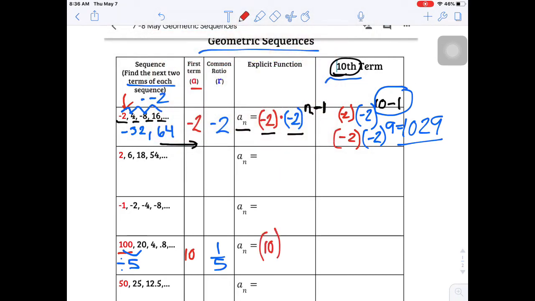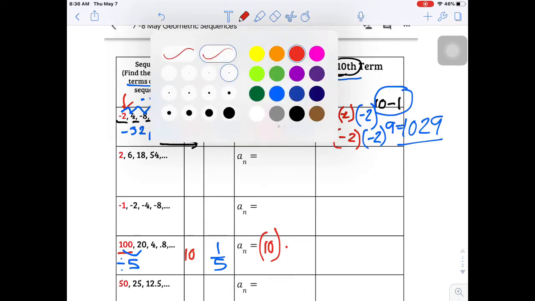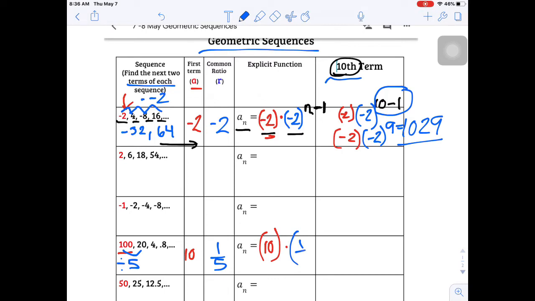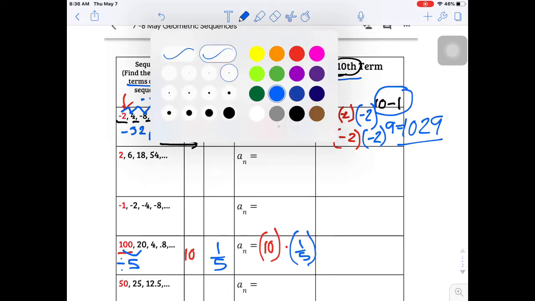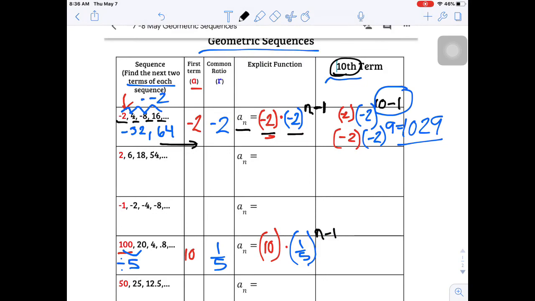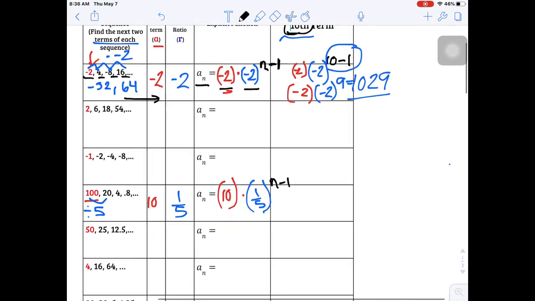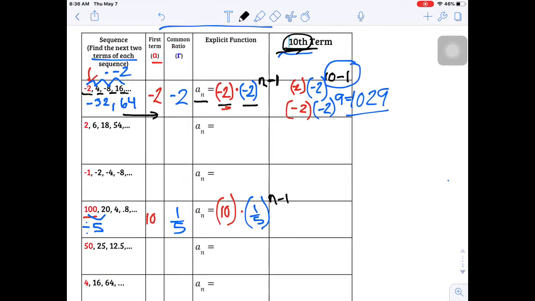It's going to be 10 times, because that's the first term. Remember, that always goes at the beginning. The common ratio is 1/5, and we always want to go back to 0, so we're going to use n minus 1. Now we can substitute this into a calculator to calculate the 10th term. So write it out so you know what you're typing in. 10 times the common ratio, which is 1/5. The number we're trying to calculate is the 10th one, but we're going to subtract 1. So in reality, we're just going to type in 9 into the calculator.